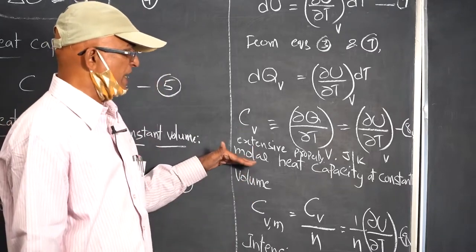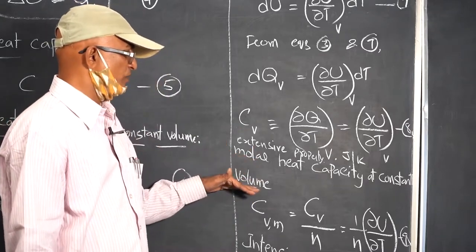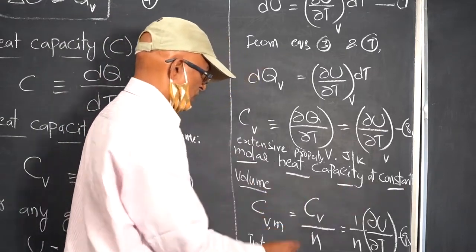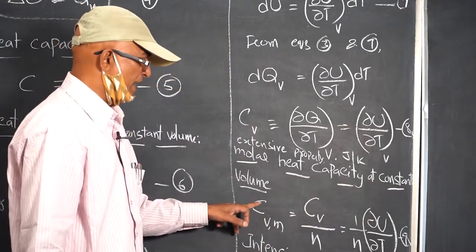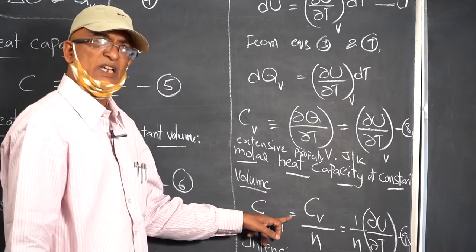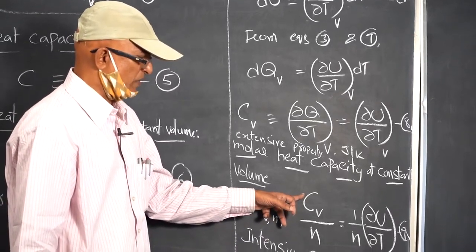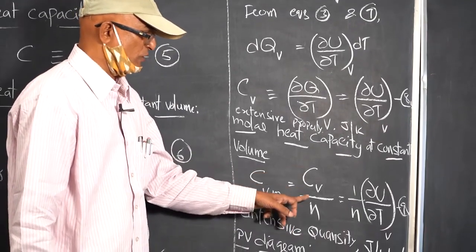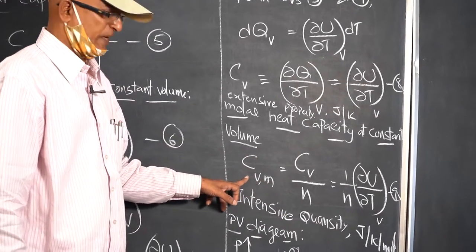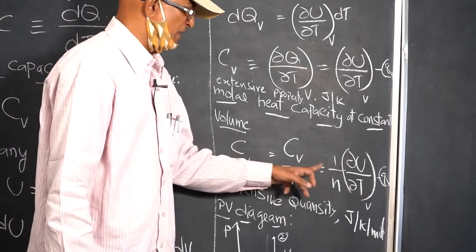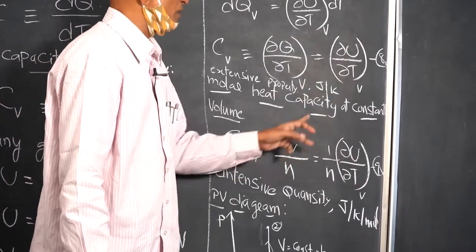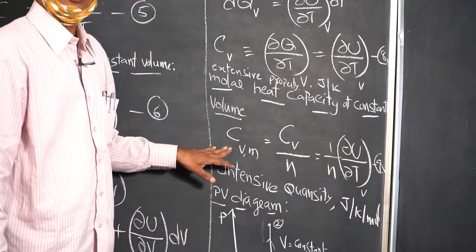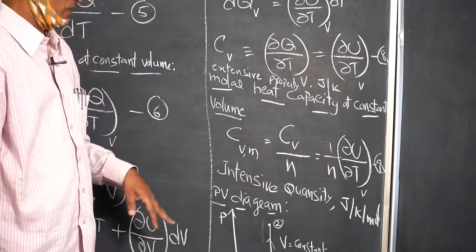Now, coming to the molar heat capacity of the gas at constant volume. CVM, the molar heat capacity at constant volume, is nothing but the ratio of the heat capacity of the gas to the number of moles. It is equal to 1/n times ∂U/∂T at constant volume, since CV is ∂U/∂T at constant volume. This is the formula for the molar heat capacity of a gas at constant volume.